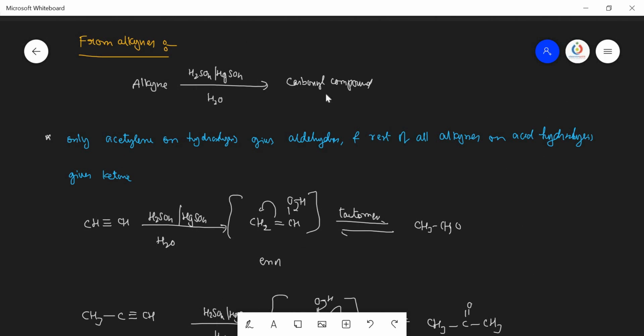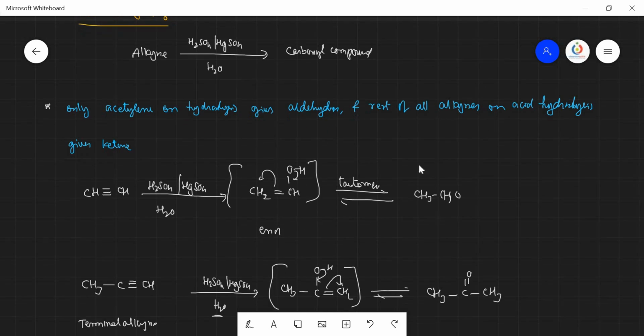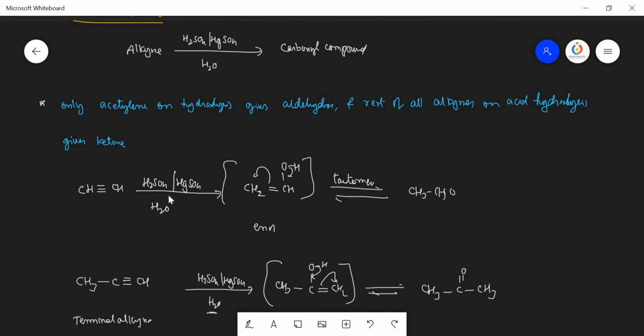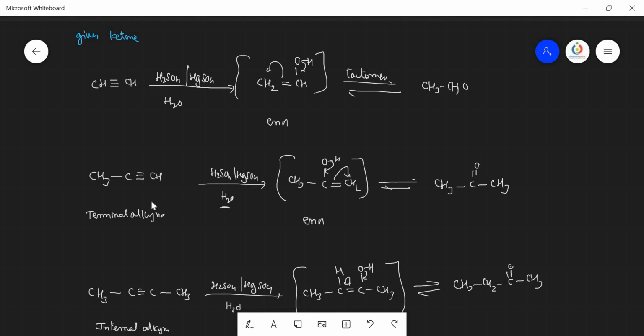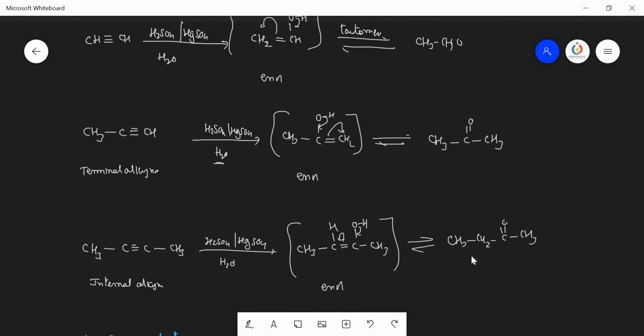And alkynes on just acid hydrolysis give carbonyl compounds. If you take acetylene, on acid hydrolysis it initially gives the enol, which undergoes tautomerism and gives the aldehyde. The rest of the alkynes, whatever type of alkyne it may be, on acid hydrolysis give ketones. So the only alkyne that gives the aldehyde is acetylene. All other alkynes, whether terminal or internal, give only ketones.